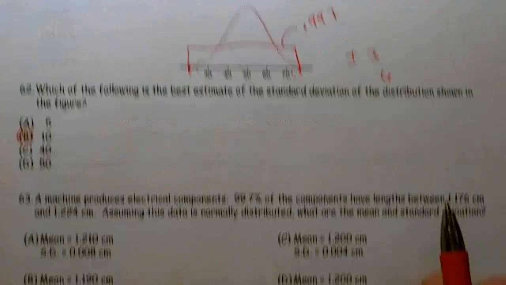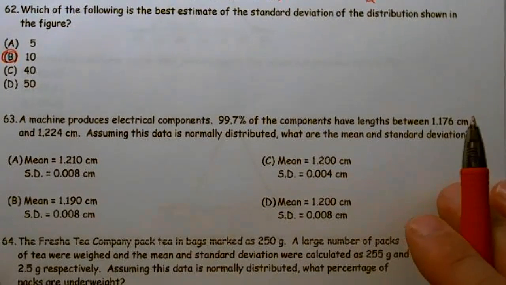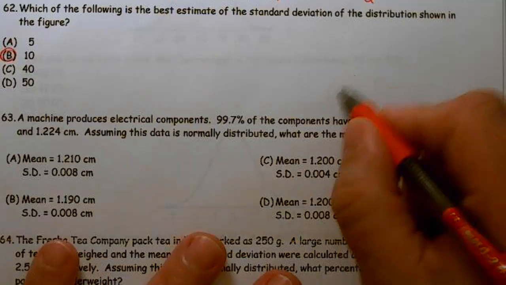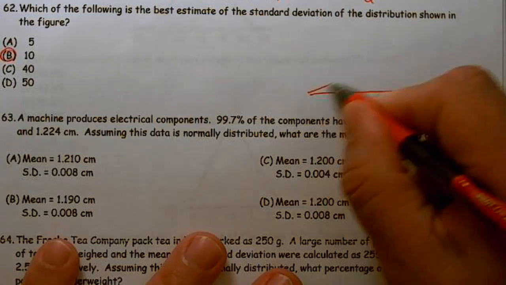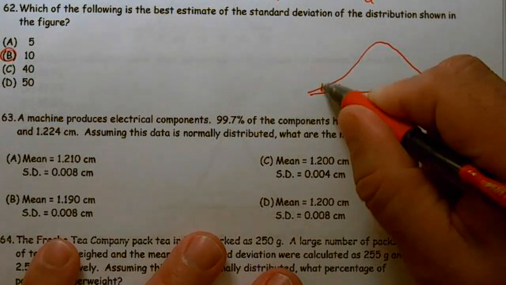All right, a machine produces electric components. 99.7% of the components have lengths between 1.176 and 1.224. Assume the data is normally distributed. What are the mean and the standard deviation? So let's start off with the mean first. Once again, they tell us 99.7%, so that means that's plus or minus 3.